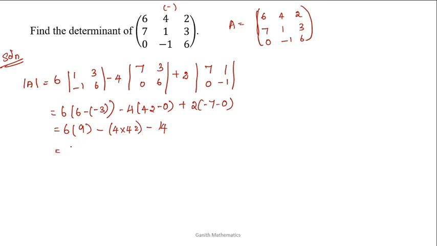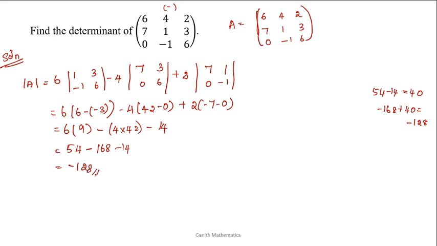So it is 9 6s are 54 and 4 42s are 168, minus 14. So we know that it is 54 minus 14 is 40, and minus 168 plus 40 will be minus 128. So this is the final answer, minus 128.